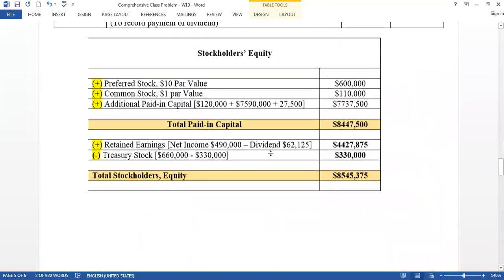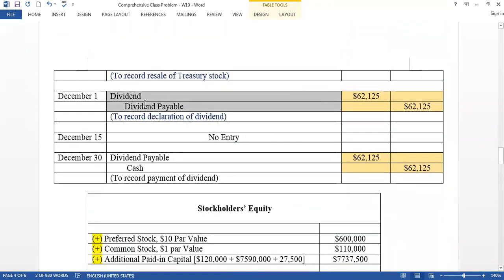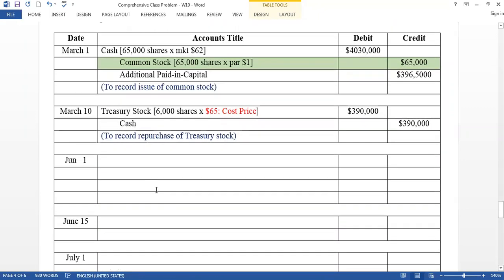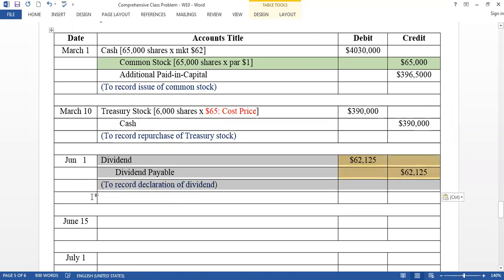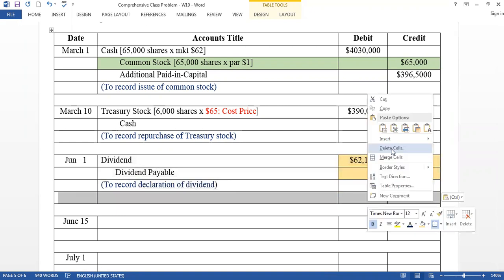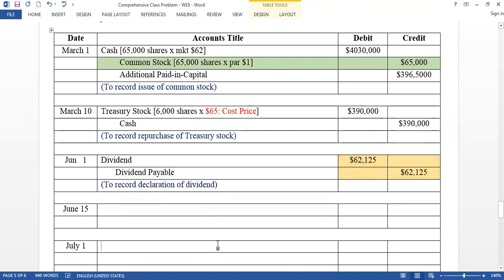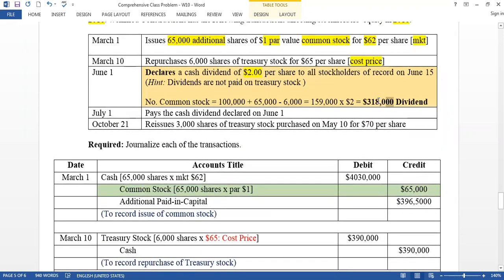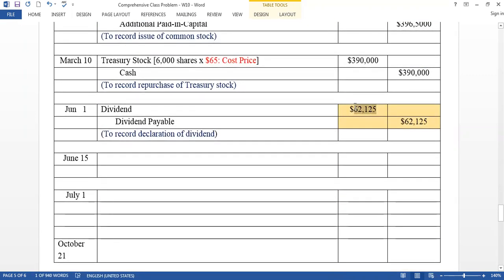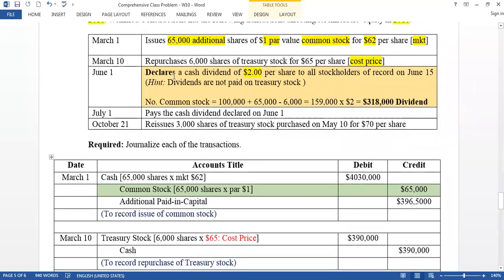Now, what is the journal for this dividend? Dividend debit and dividend payable credit, and this is the amount, $318,000. This is the declaration date.